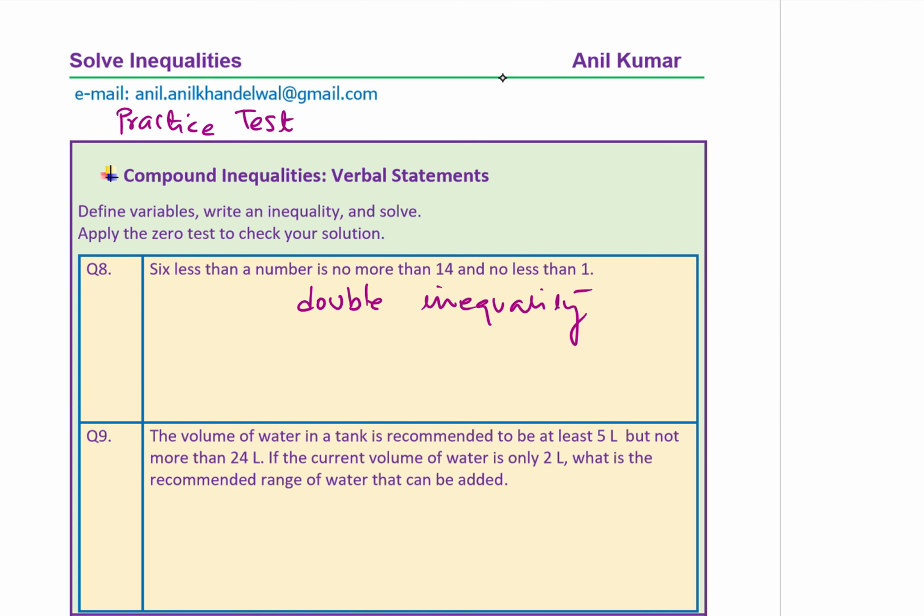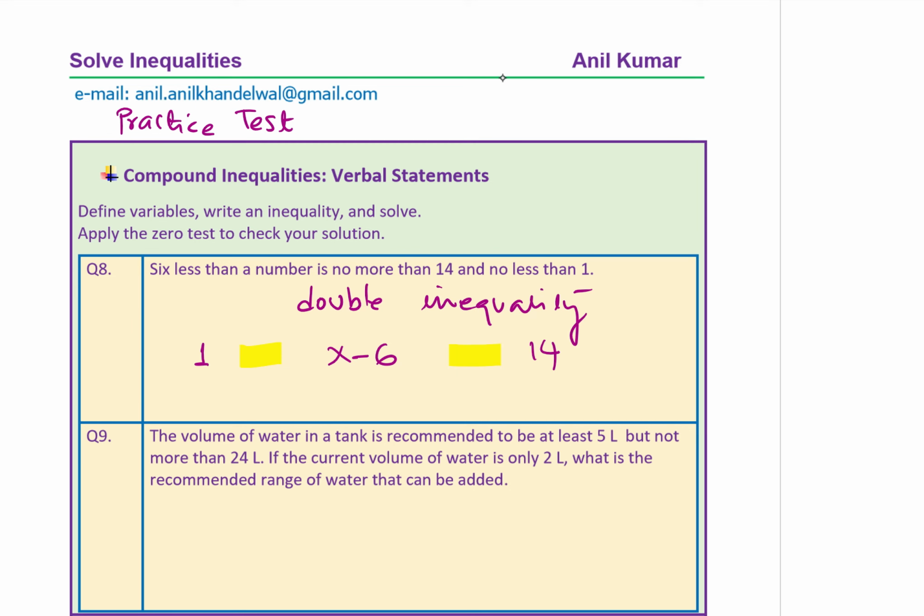You get the idea. And we have 6 less than a number. So the number is x minus 6. 6 less than a number is no more than 14 and no less than 1. That means the maximum limit is 14 and it is not less than 1. You get the idea? So on this side it is 1 and on this side it is 14. Correct? You have to fill in what inequality should come here.